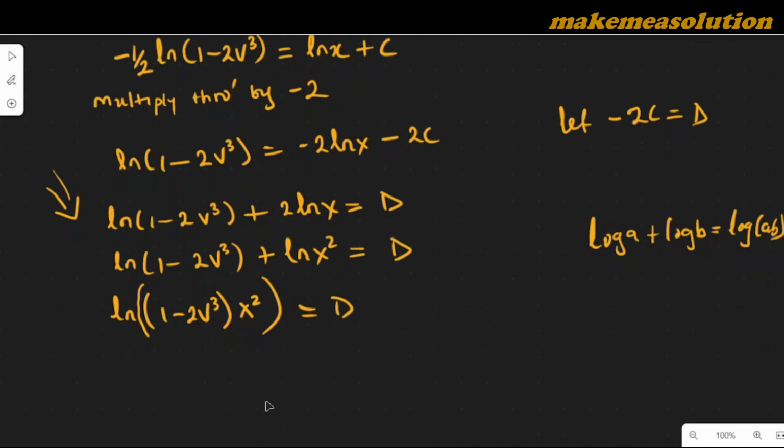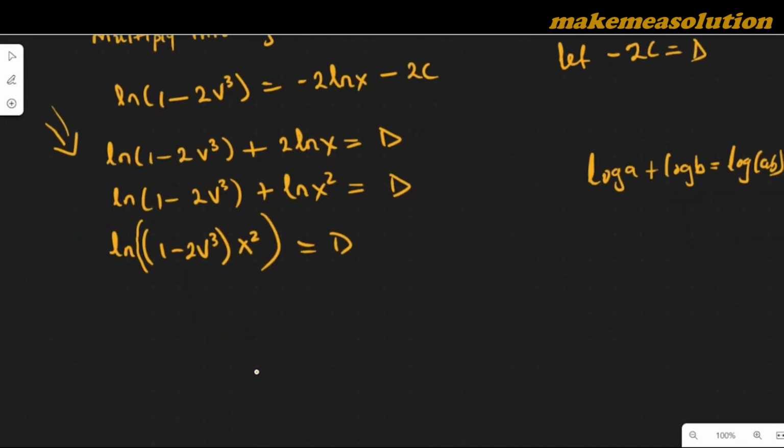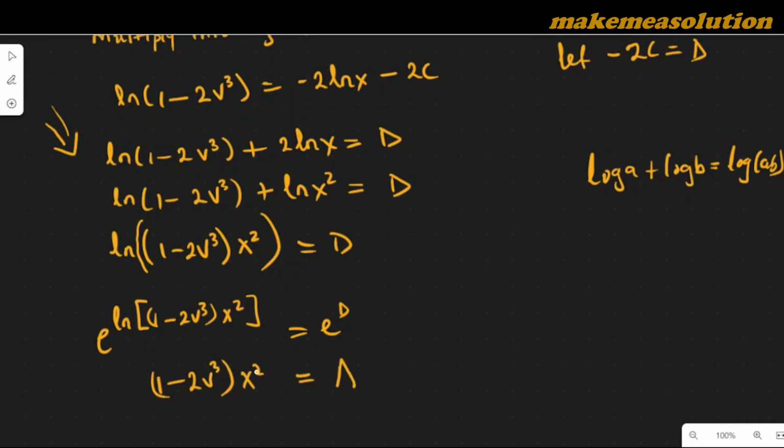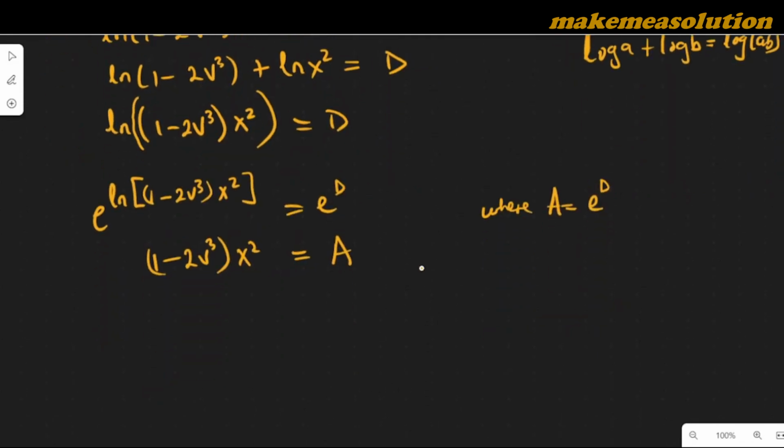At this point you can take the exponential of both sides. So exponential of ln of 1 minus 2v cubed times x squared is equal to exponential of d. Since exponential of ln of anything is the same thing, we get 1 minus 2v cubed times x squared equal to a, where a is equal to exponential of d. So at this point I think we are good to go.